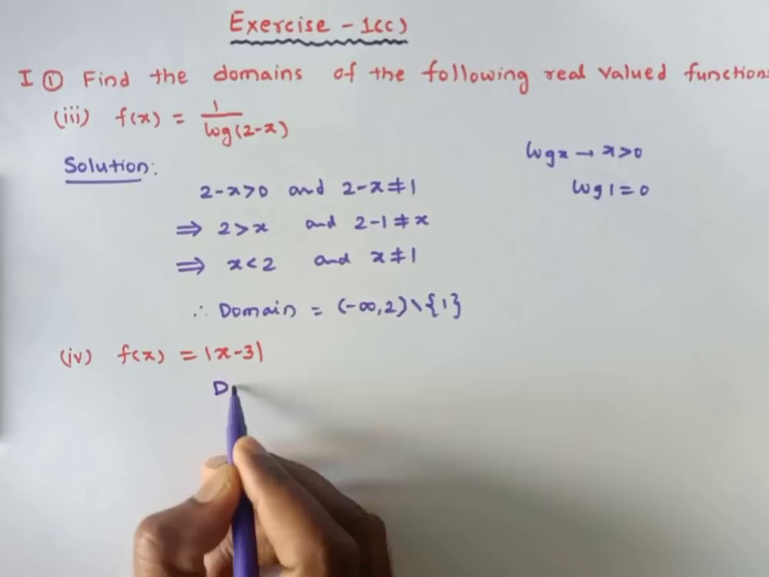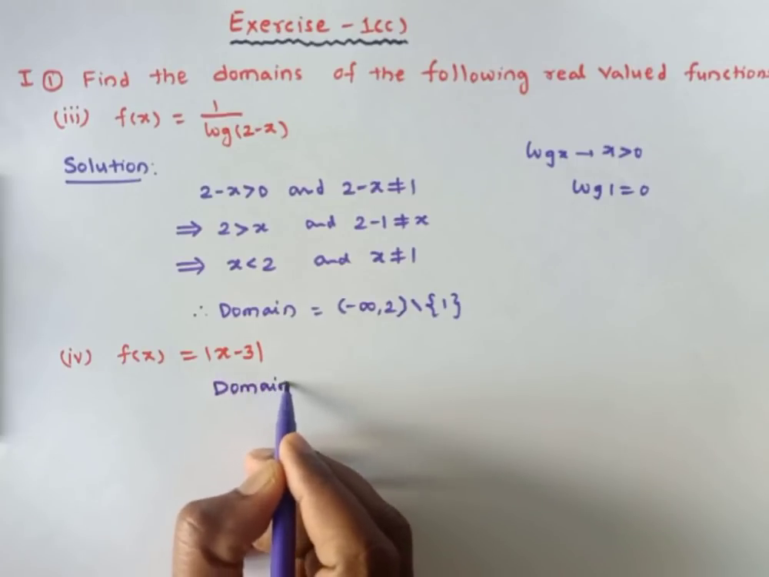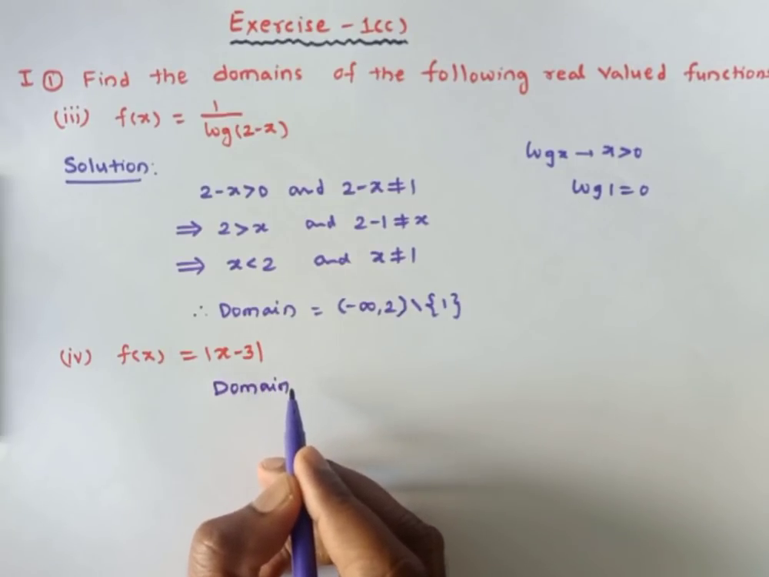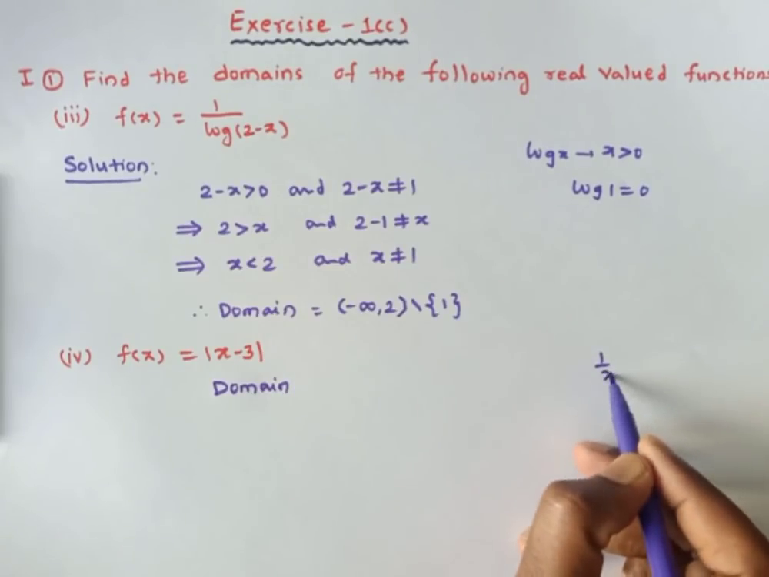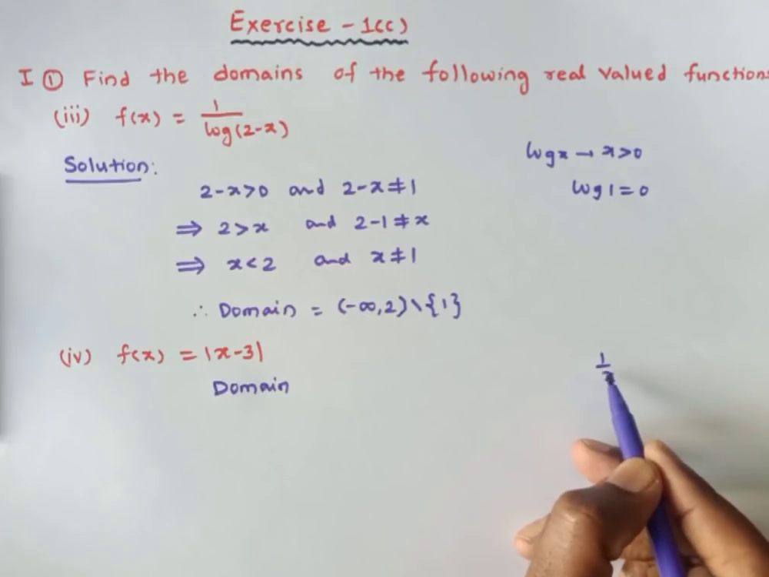Therefore the domain of this: only when there is a problem should a value be excluded; otherwise there is no need to exclude. You know the basic example, that is 1 by x. If x is 0, then there is a problem for this function.